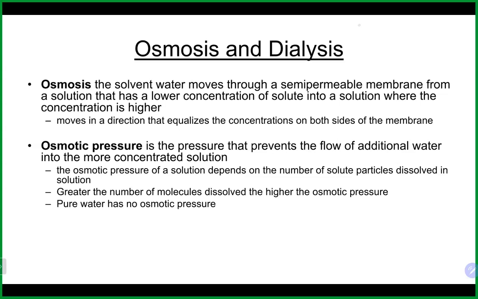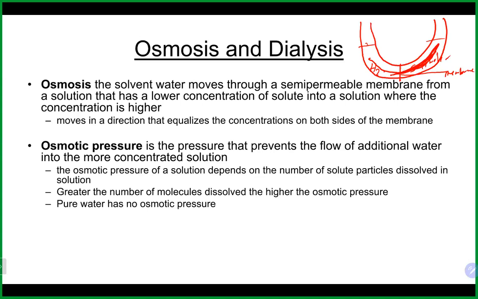So for example, if you had a tube here and a membrane there in the middle, and on one side you had salt water, and on the other side you had just plain water. What would happen in this situation is the process of osmosis: the pure water would start flowing into the salt water side in an effort to dilute it, because the salt water is more concentrated. It has salt dissolved in it. Water by itself has nothing dissolved in it. So the more particles you have dissolved in it, the more concentrated it's going to be.